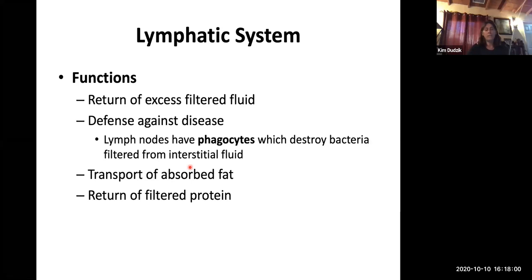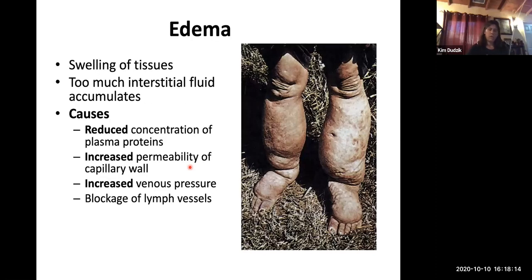And they can also return any filtered protein. If there is a little bit of protein that does get out, this returns the protein back to the plasma. Okay. Now, if your lymphatic system fails, as far as absorption goes, you can get what's termed edema. Edema is a condition where you get swelling of the tissues.